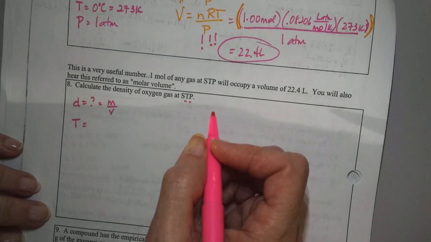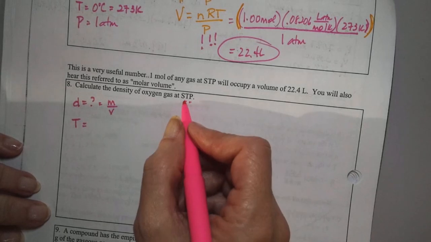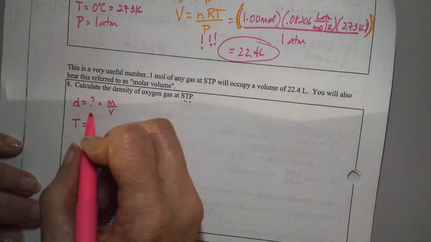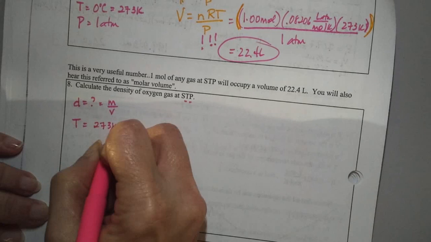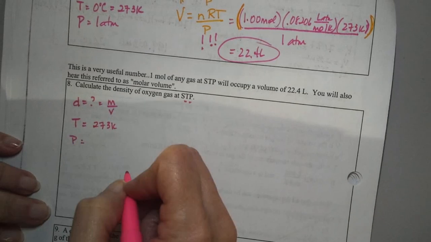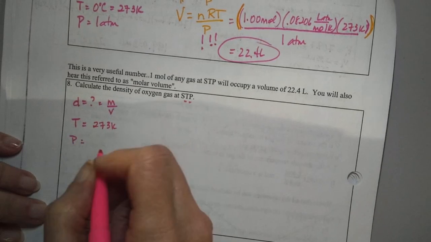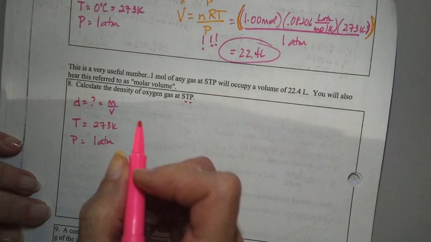So temperature, it's STP, standard temperature and pressure. So it's 0 degrees Celsius or 273 K. And the pressure is what? 1 atmosphere. Okay, I gave you a unique equation for dealing with density in gases, didn't I?